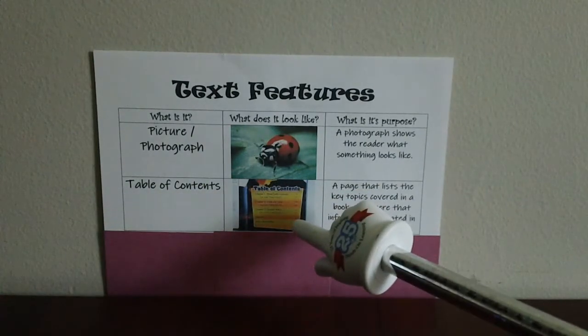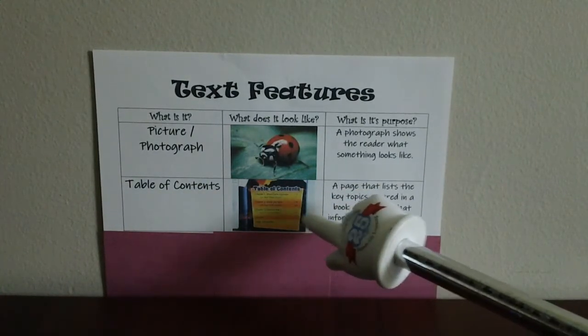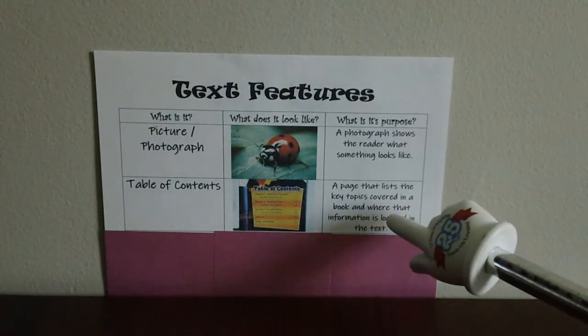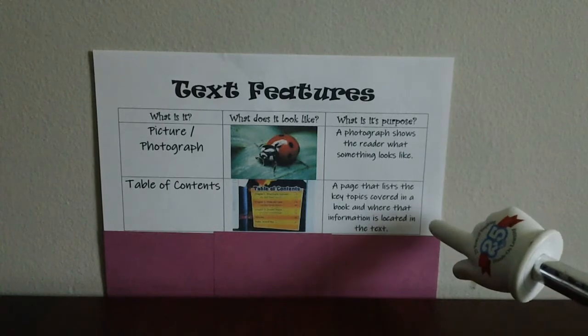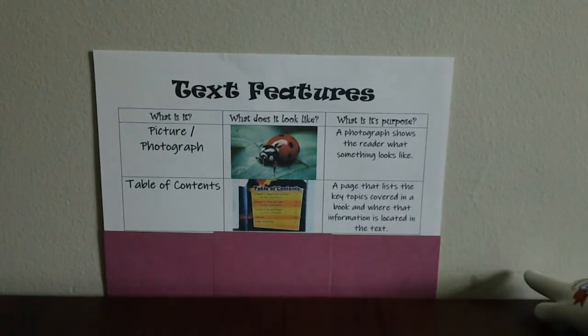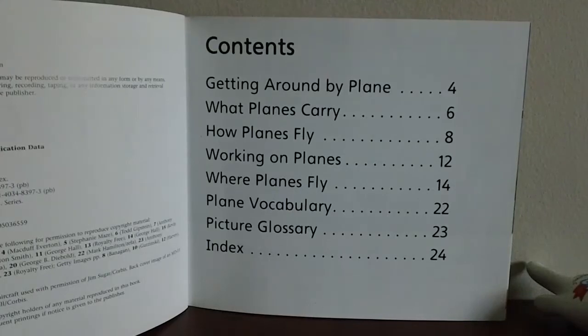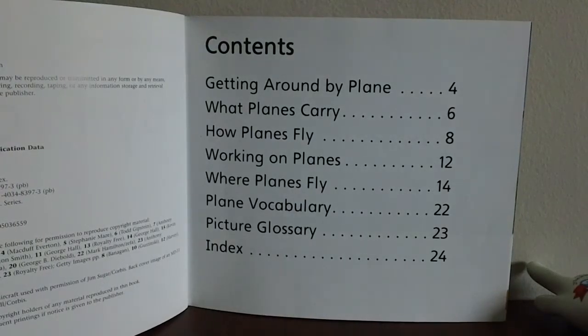A table of contents looks like this. It's a page in the front of a book that lists the key topics covered in a book and where you might find that information in the story. Let's take a peek at the table of contents in our book, Getting Around by Plane. Here is that table of contents.